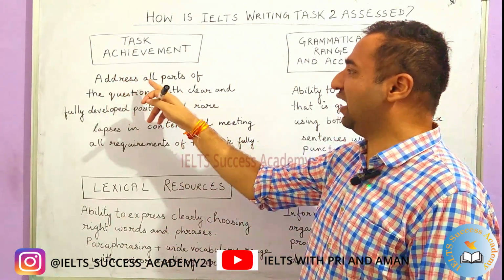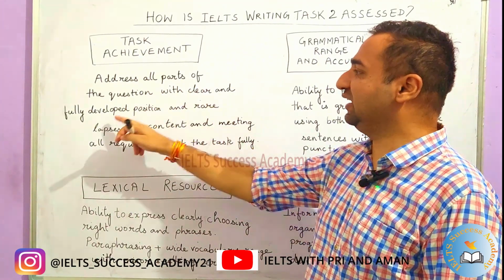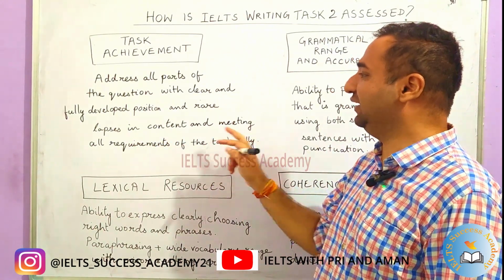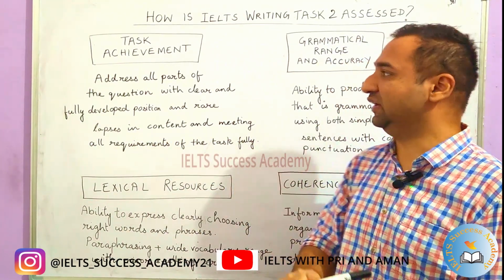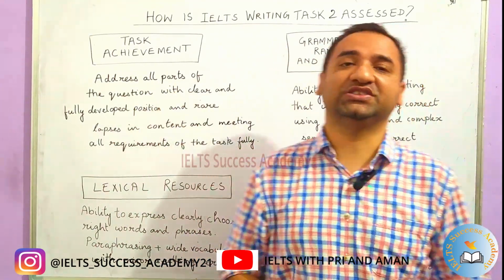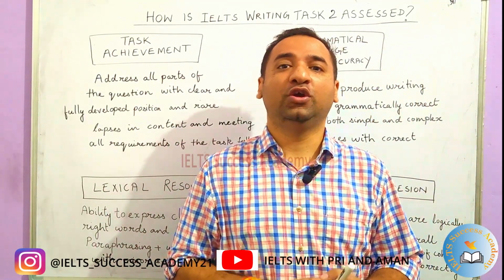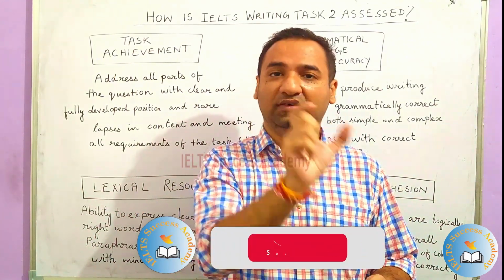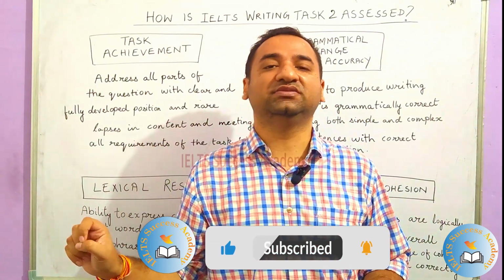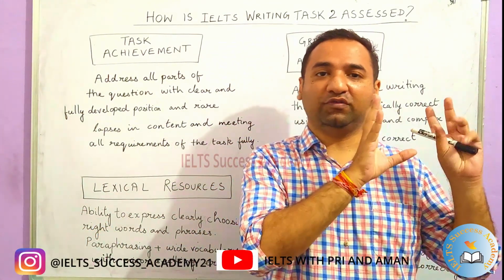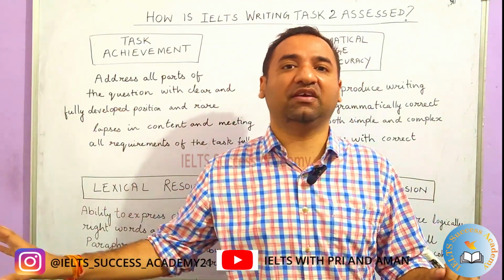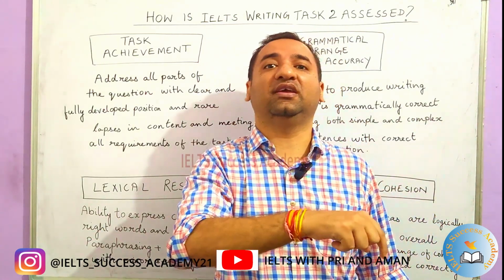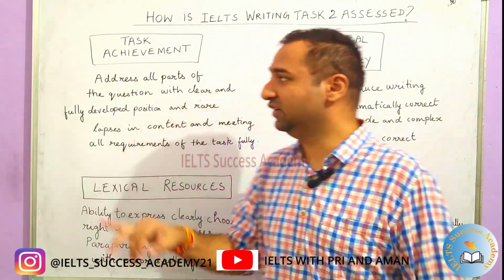Task achievement is to address all parts of the question with a clear and fully developed position, with rare lapses in content, and to meet all requirements of the task fully. So if the question says, do you agree or disagree, then give your opinion. If it asks what are the advantages and disadvantages, you have to give the advantages as well as the disadvantages. Give your opinion in the introduction only and then elaborate further.